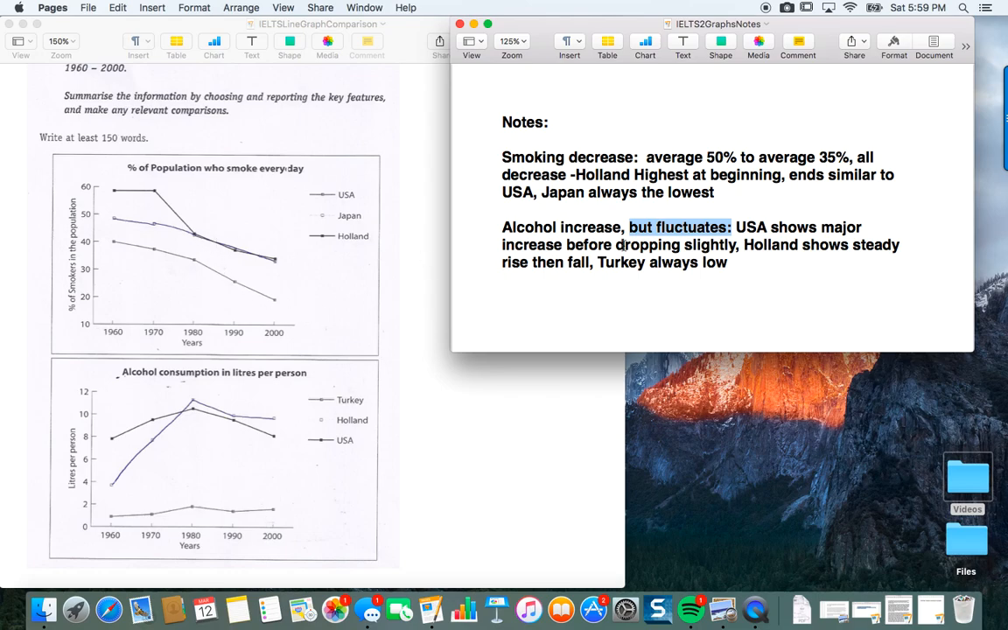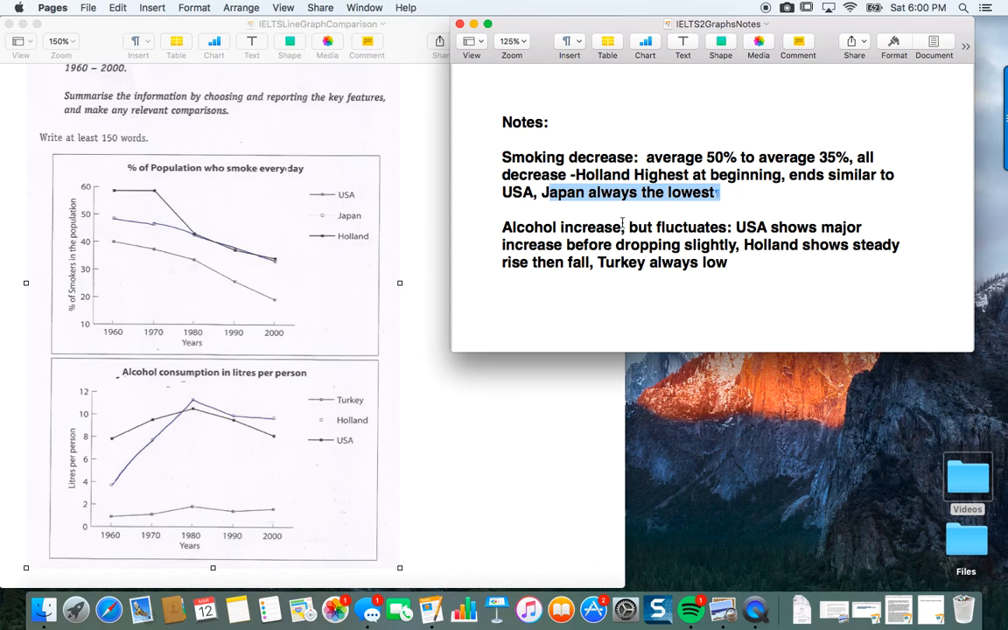All right, so let's look at it a little bit more carefully. As we started up here, we've got a decrease in smoking, so it all comes down. Holland is the highest at the beginning. As you can see, it's way up here. And then it ends similar to the USA, right over here. Japan is always the lowest. So those are the trends. I mean, those are the main trends you need to identify, and then you can easily support them with data.